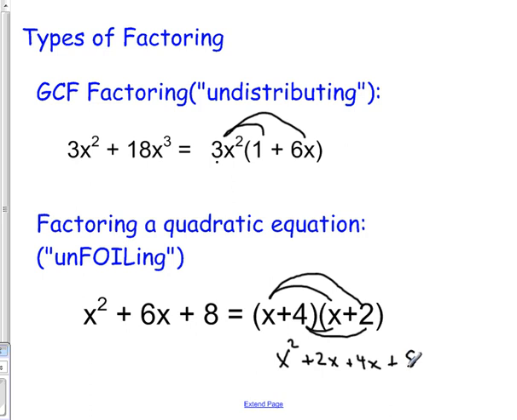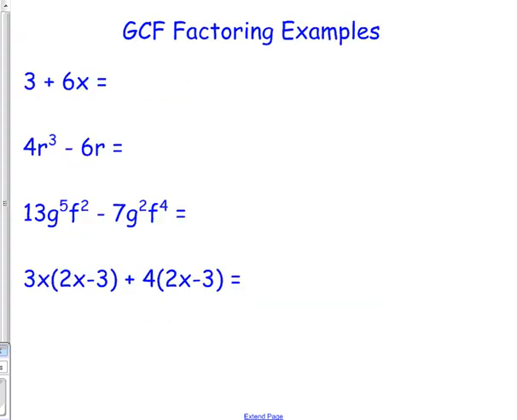So if you FOIL this, you end up with this over here. So we want to figure out what did we FOIL to get x squared plus 6x plus 8. And that's what we're going to talk about today in this video. So the first type are some GCF factoring examples.